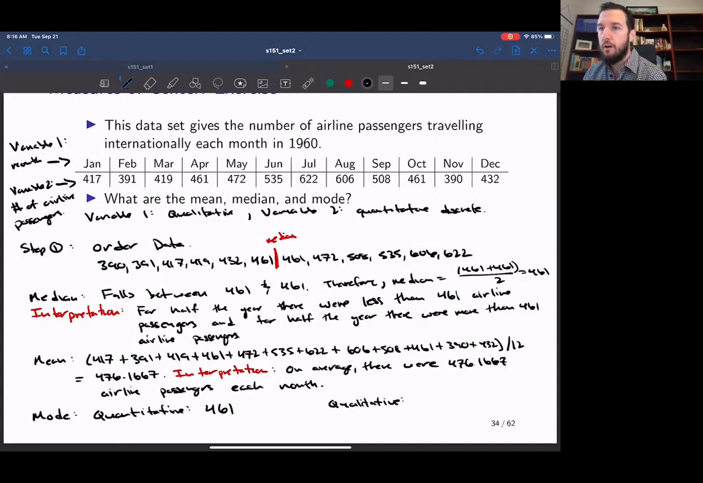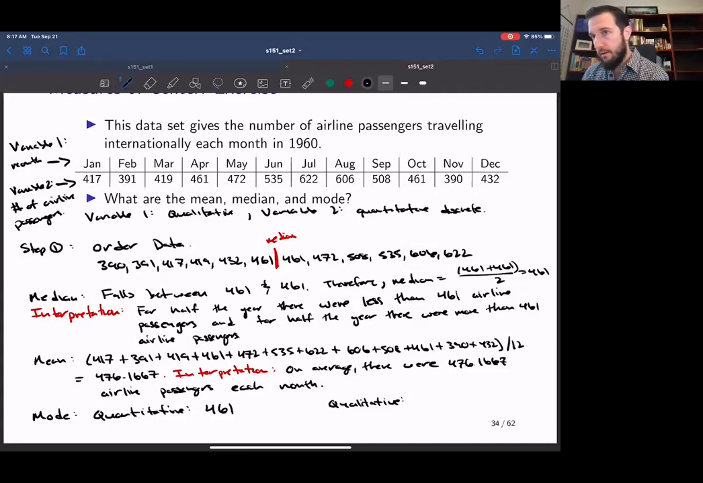most often, or it would be something to the effect of, we observed 461 airline passengers more often than any other number of airline passengers each month. Something like this. I'm a little short on room, but I'll try and fit that in after. But for the quantitative variable, the point is that the mode is the number that occurs the most.